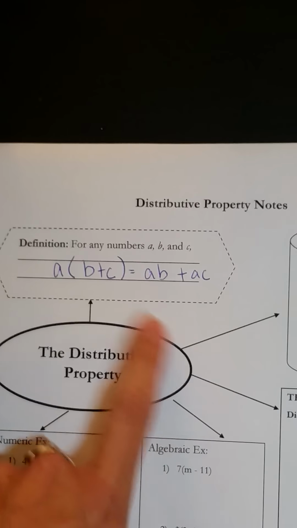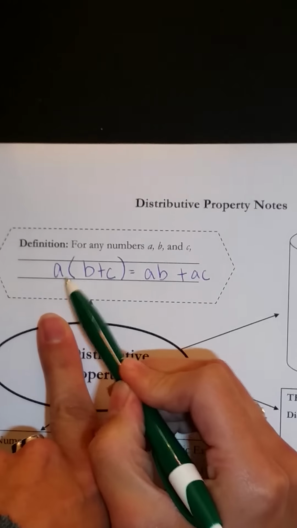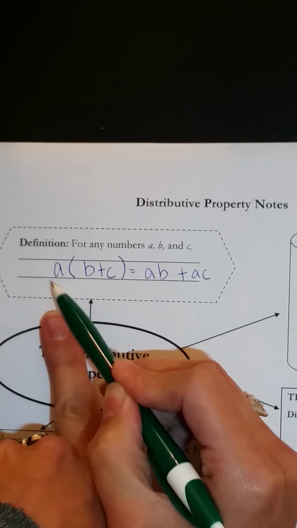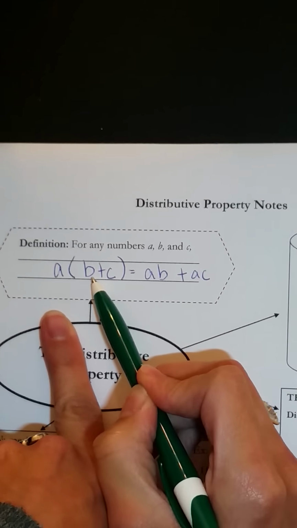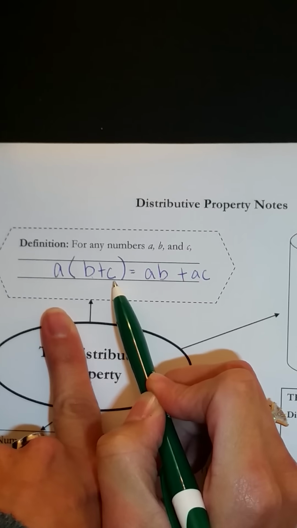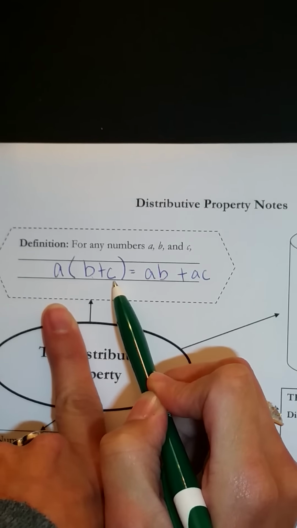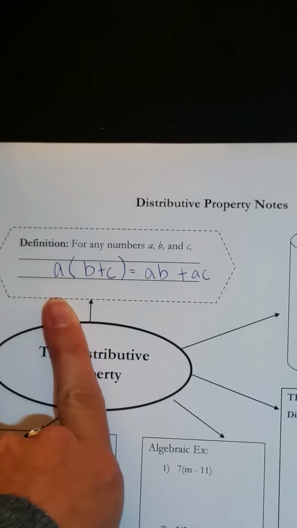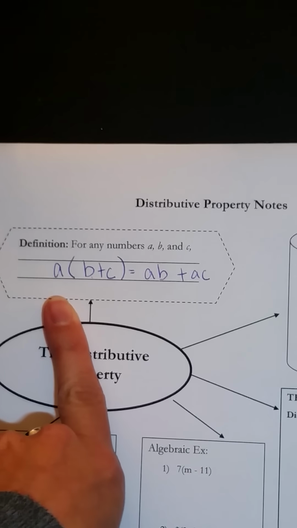So this means this A outside of the parentheses times this B, but then we also need to multiply this A times this C, and that applies to both numeric and algebraic. Okay, so let's think about what distributive property or what distribution means.